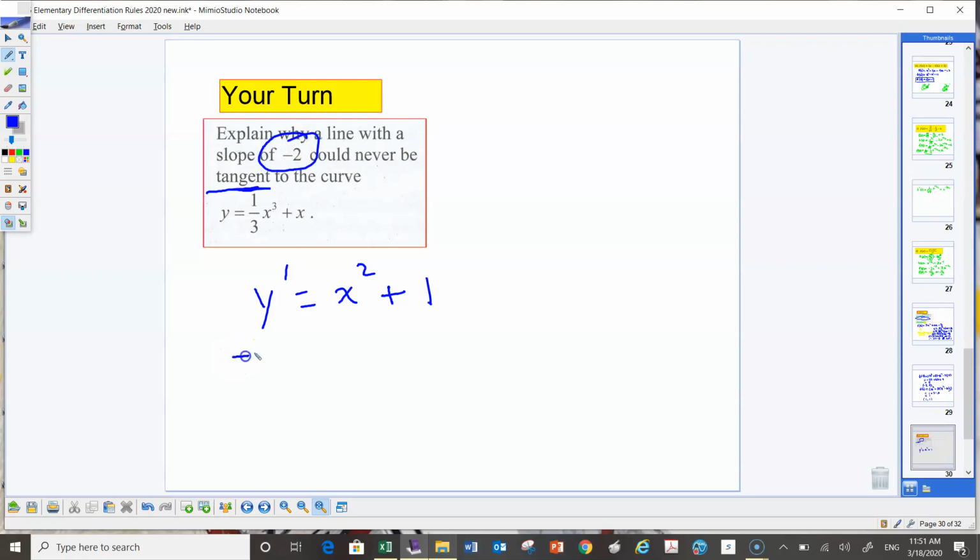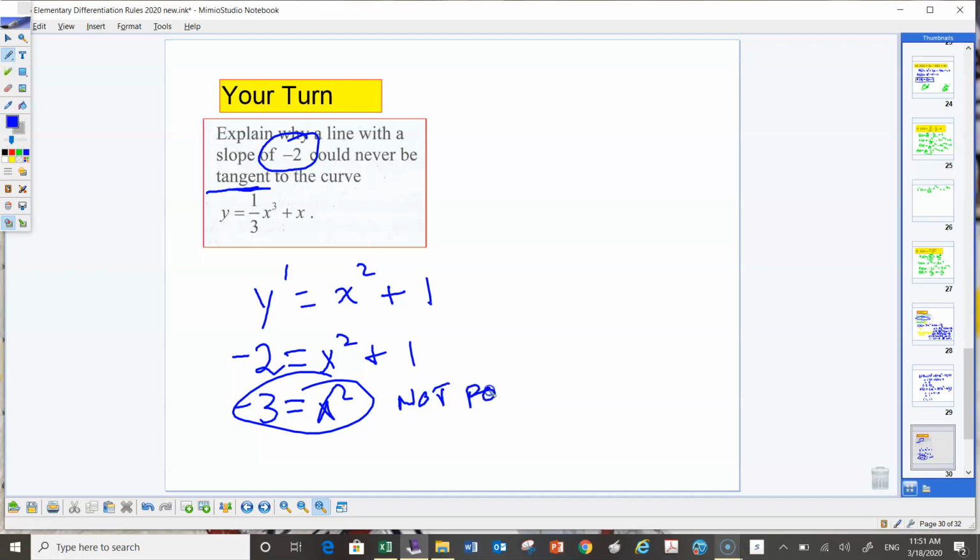Well, let's put -2 in as the slope, like we did in the last example, and we end up with -2 equaling x squared plus 1. And if I tried to solve this, I would subtract 1 to the other side, and I would get the following. X squared is equal to -3, and right away, bells and whistles should be going off, because I could not square root a negative value, so this is not possible. So therefore, it is not possible for a slope of -2 to be a slope of any tangent line on this curve.